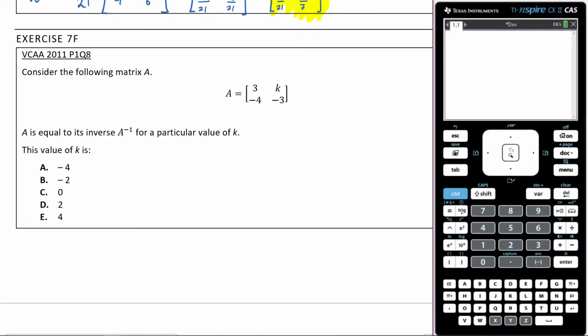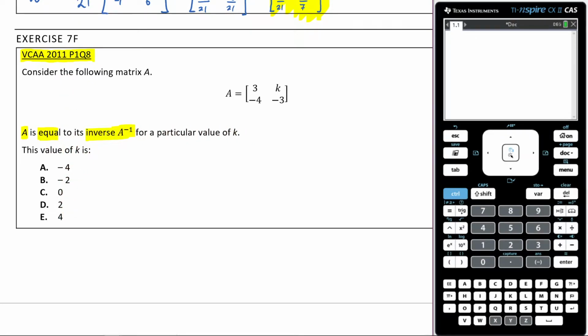We're going to answer this question here. It's taken from VCAA 2011, Paper 1, Question 8. Consider the following matrix A. Here it is. A is equal to its inverse for a particular value of k. This value of k is which of the following?